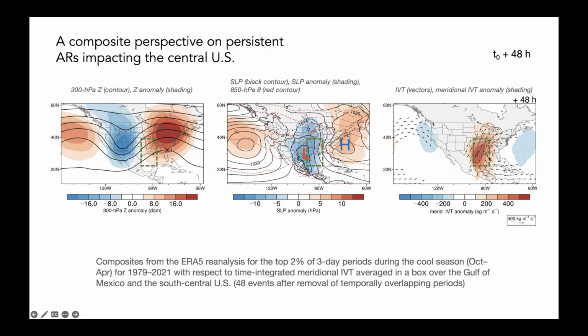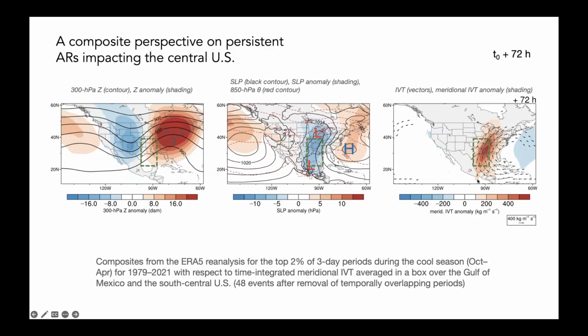A critical aspect of these patterns that we note is that these circulation features exhibit a very slow phase speed such that they move very slowly across the US and promote the persistence of water vapor flux into the central US that can lead to prolonged heavy precipitation like we saw in the December 2015 case.